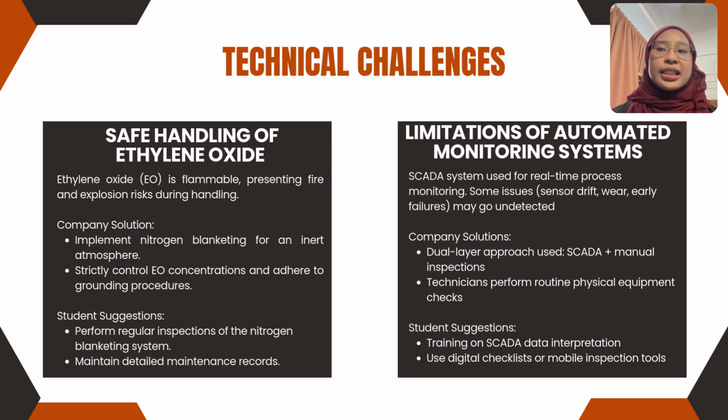Next, I will continue to the technical challenge faced during plant operation in B. Braun. First is safe handling of ethylene oxide. Because ethylene oxide is flammable, it poses fire and also explosion risk. This company uses nitrogen blanketing and strict concentration control to reduce the risk. From our side, we recommend regular inspection of the nitrogen blanketing system.